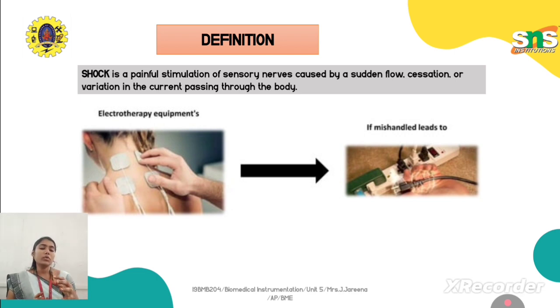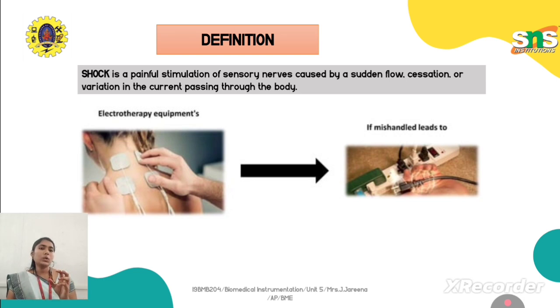Okay, so because of this disruption or collapse caused by the current, we will have adverse side effects or adverse consequences. Again, these adverse consequences or side effects depend on the intensity of the current or the duration of the current. Okay, so this is all about the basic definition of shock.